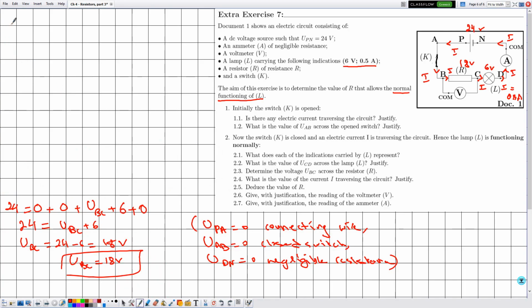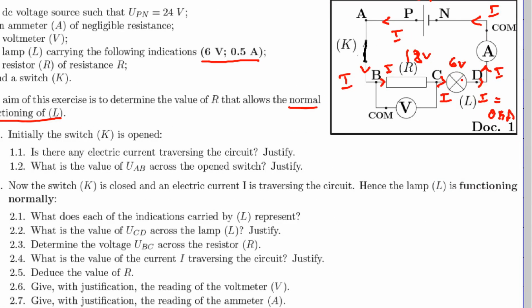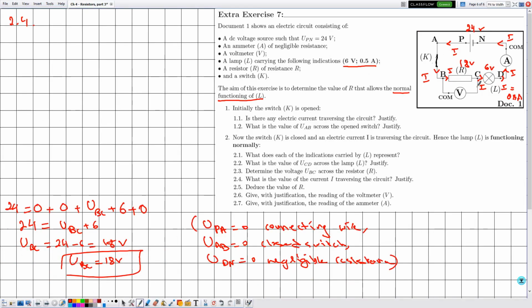Now they are telling me in 2.4: what's the value of the current I traversing the circuit? Justify. Because the lamp L is functioning normally, the value of I is equal to 0.5 amperes. So no need to perform any calculations, because L is already functioning normally.